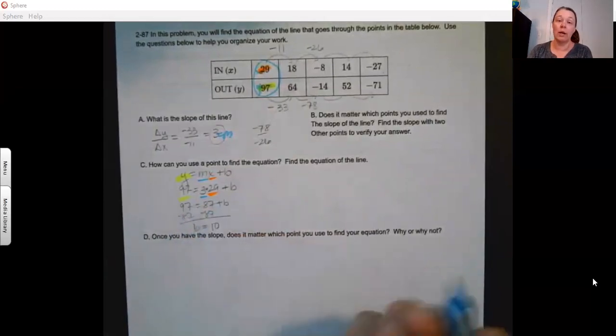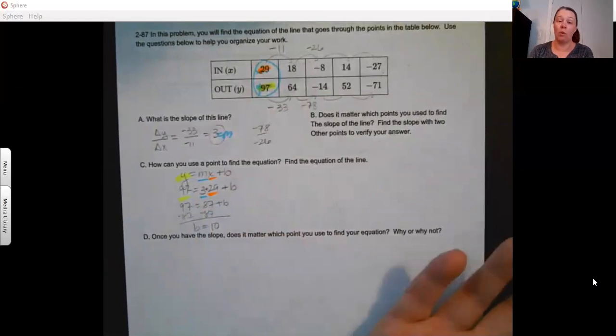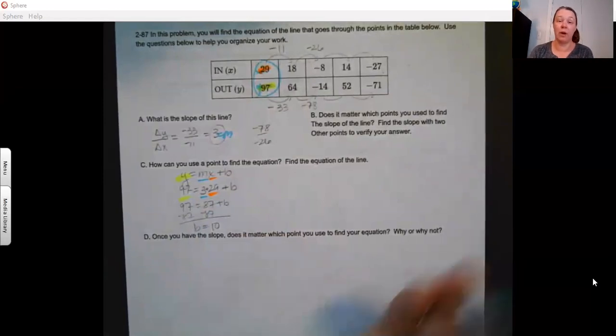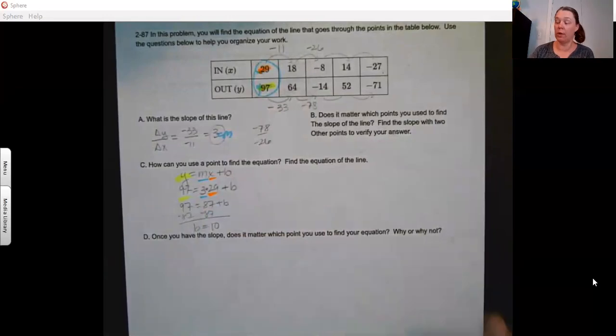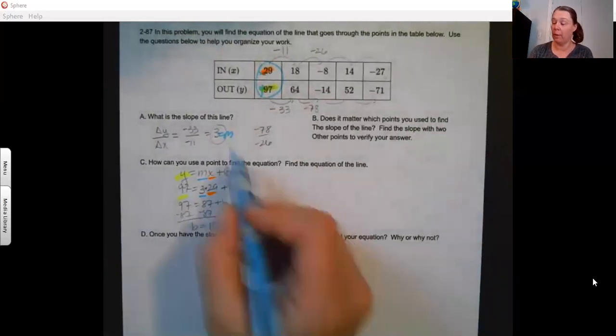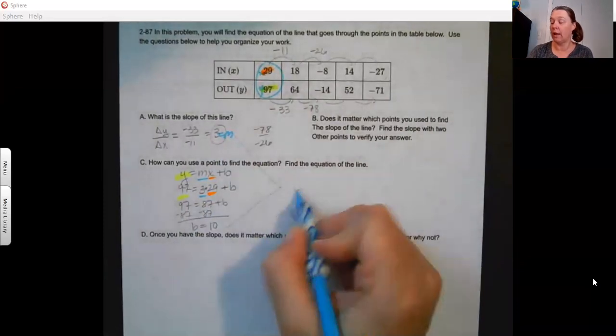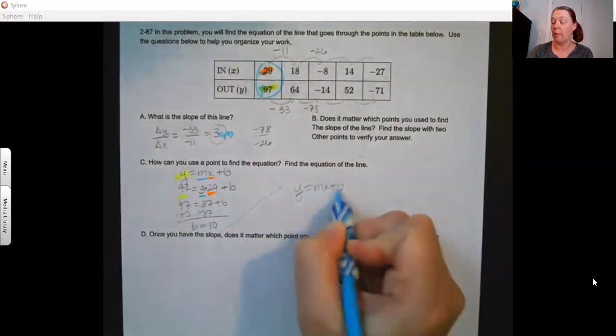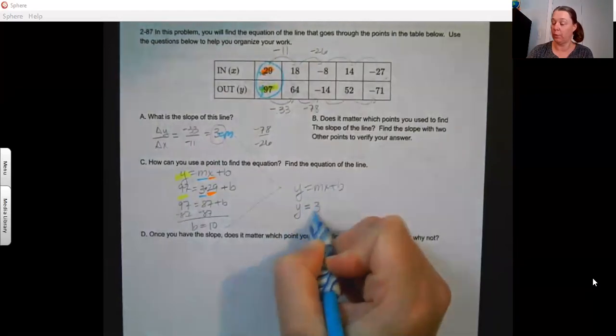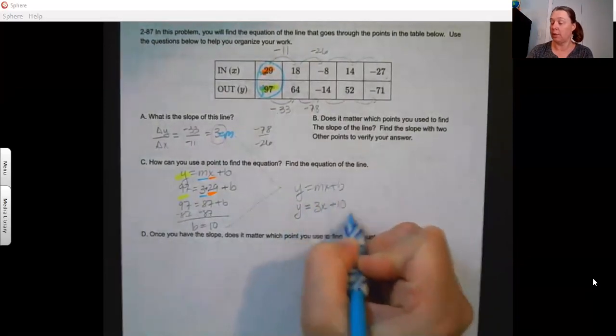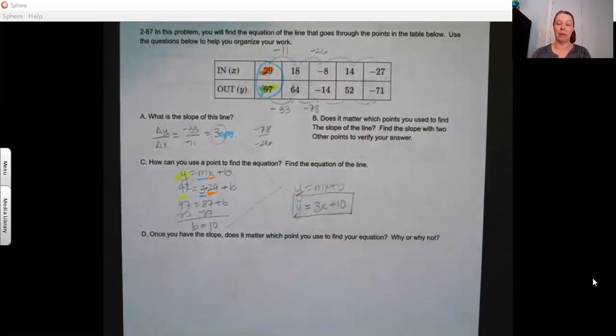Okay, so the difference between what we're doing now and what we did last time is I have to first figure out what the slope is, right? The stuff that we were doing last time, the slope was given to you. Now you need to figure out the slope. But then again, like before, once I have the slope and the y-intercept, I'm going to substitute those into y equals mx plus b. So y equals 3x plus 10.